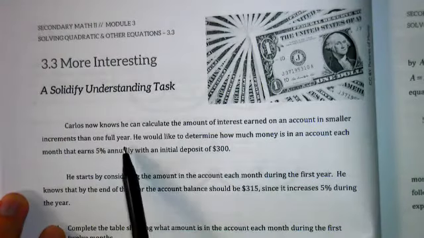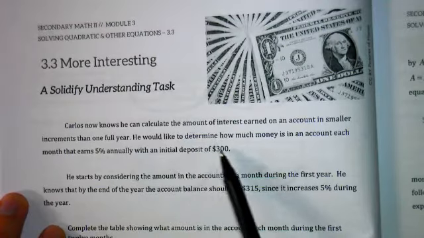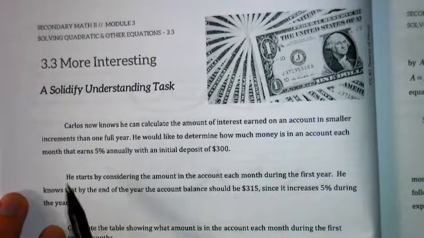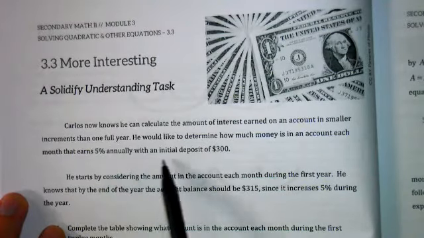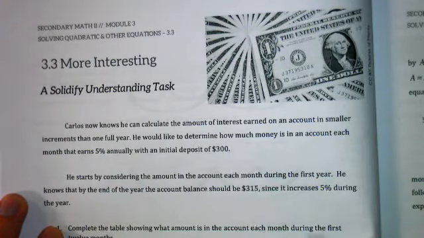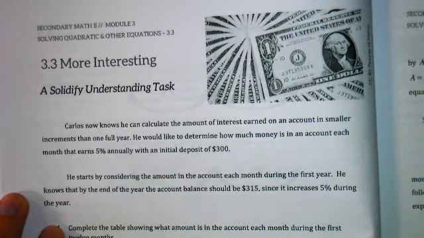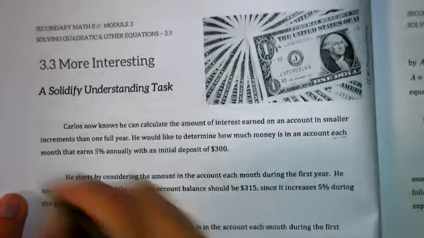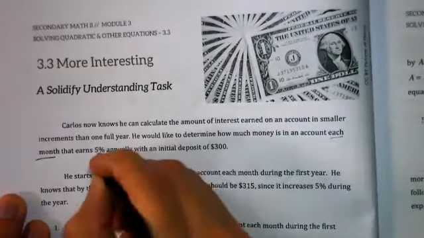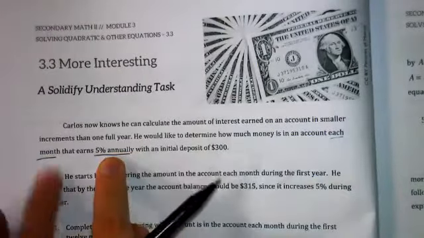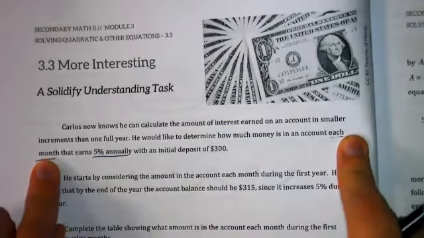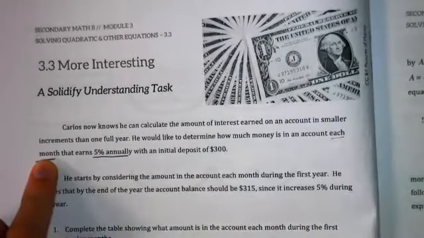So let's start. Carlos now knows he can calculate the amount of interest earned on an account in smaller increments than 1 full year. He would like to determine how much money is in an account each month that earns 5% annually with an initial deposit of $300. Something I can already see is that he's looking at each month, but he makes 5% annually, 5% per year.